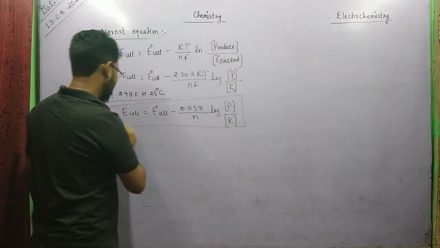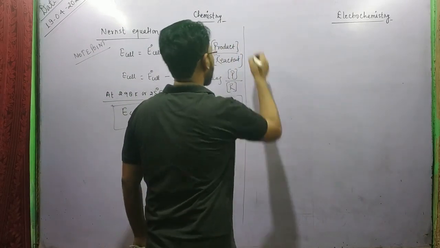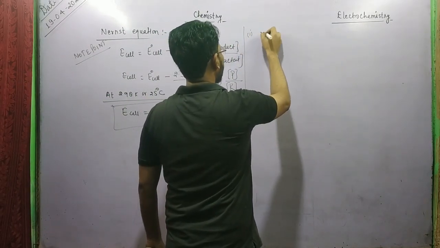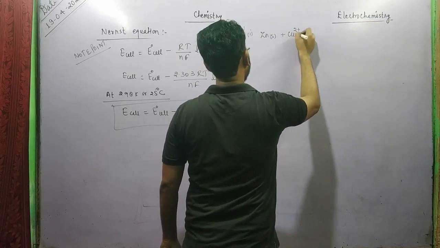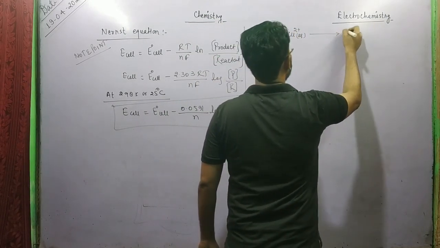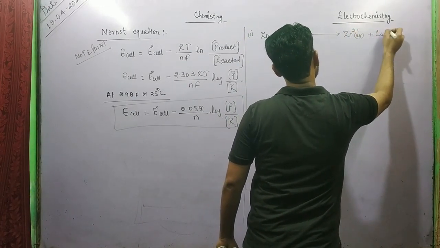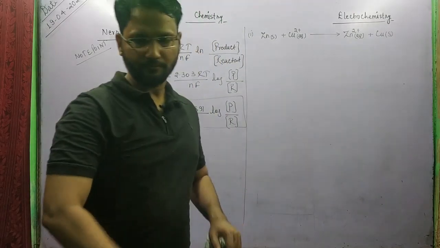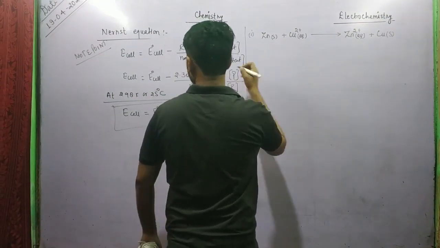Now we apply this equation on the reactions. The first reaction is Zn solid plus Cu2+ aqueous gives Zn2+ aqueous plus Cu solid. So we apply the Nernst equation.